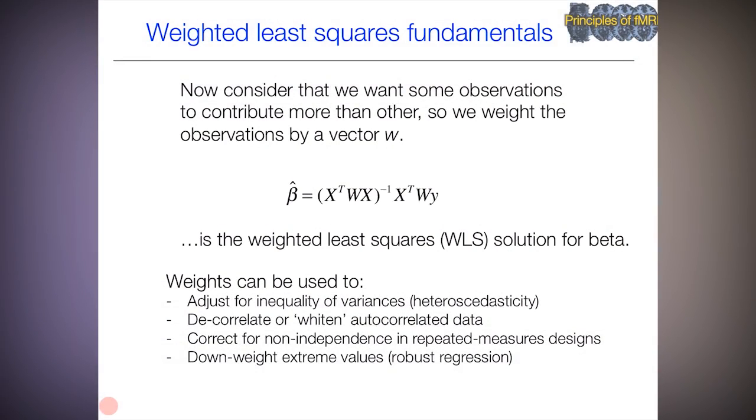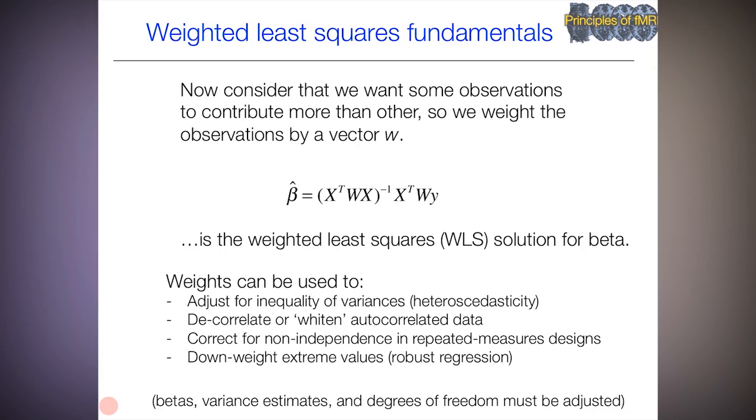So weights can be used, and this framework can be used, in a number of different ways. So this is really fundamental. First, these weights can be used to adjust for inequality of variances, heteroscedasticity, if the weights, for example, are inversely proportional to the variance of a group. Secondly, it can be used to decorrelate or whiten autocorrelated data, if you can estimate what the form of serial autocorrelation is, and then use weights that are proportional to its inverse. Third, it can correct for non-independence in repeated measures designs. So if you're sampling the same observations at time 1, time 2, time 3, there's some correlated structure, and that can be estimated and controlled for in this way. And finally, the subject of today's lecture, it can be used to downweight extreme values or potential outliers in robust regression.